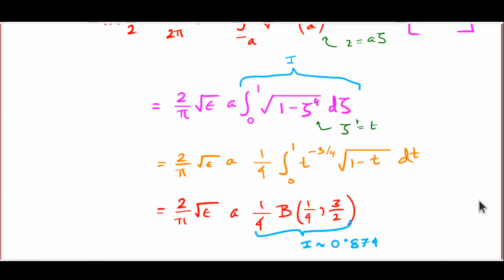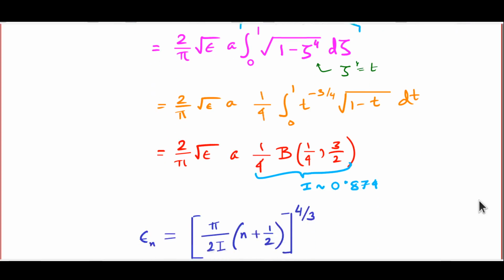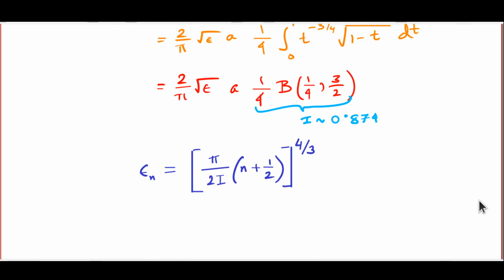And now, since we know that a is related to epsilon as epsilon to the power 1/4, we can use that to find out the energy for the nth level, at least the epsilon for the nth level. You can translate that to the energy very simply, and this is the expression that you get.